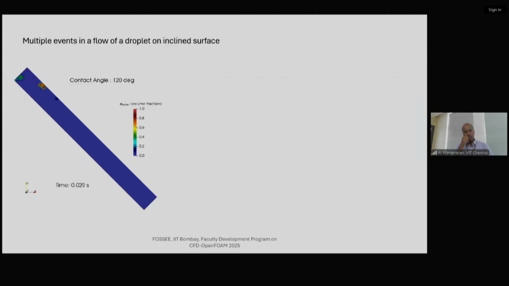So if you see an inclined surface, that was a horizontal surface in the previous slide. This is an inclined surface. How does the bubble or droplet traverse an inclined surface? For a contact angle, if it's a hydrophilic surface, you may know that less than 90 degrees is hydrophilic, above 90 is hydrophobic, like mercury. So we have taken a 120-degree contact angle, and then we simulated the droplets on the inclined surface.